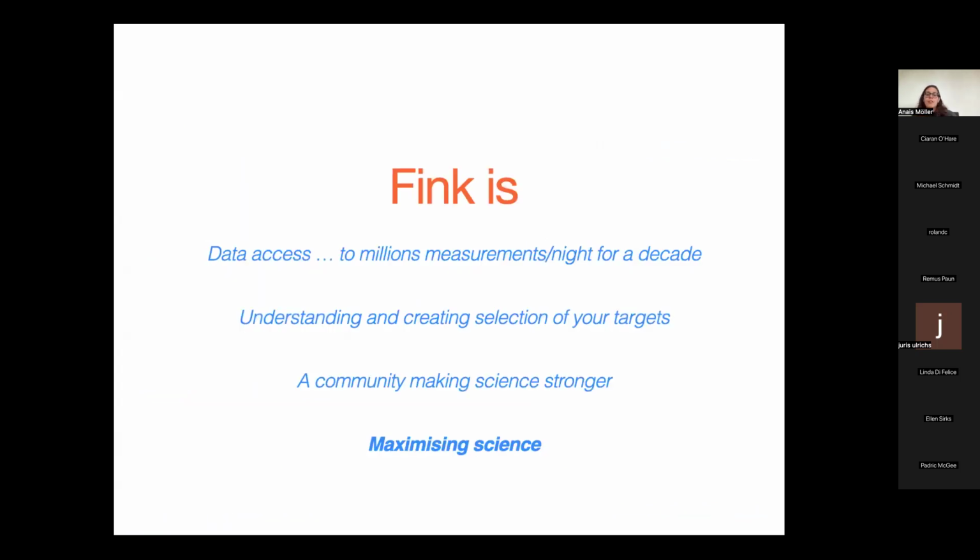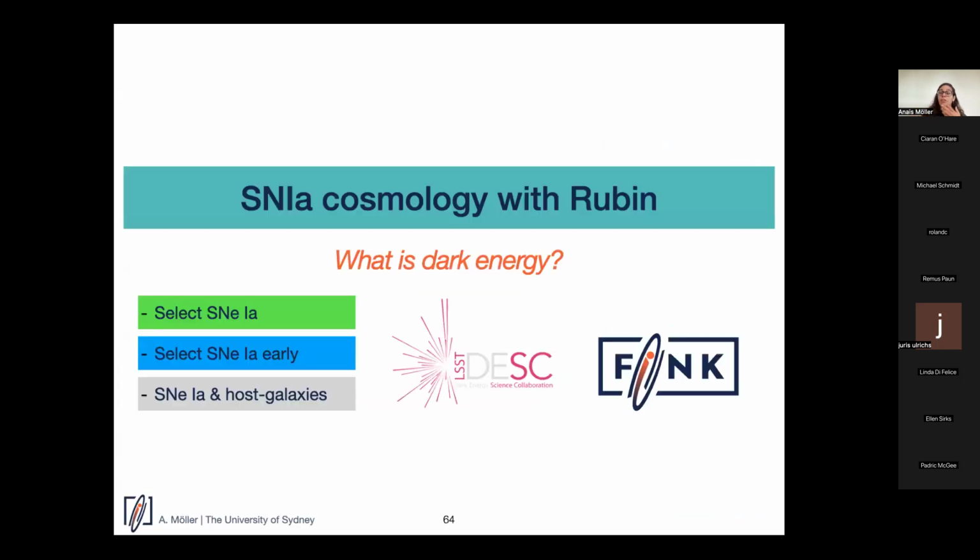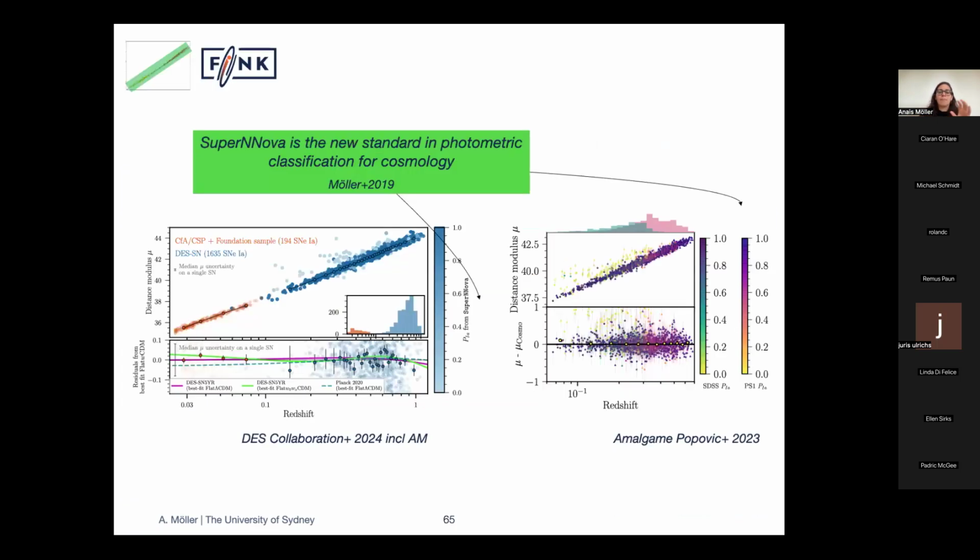So I'm going to finish my talk by talking about how we can maximize science for the topics I am most interested in, which is, for example, type Ia supernova cosmology, basically constraining what dark energy is. This is work that I'm doing with the Dark Energy Science Collaboration and Fink. The first thing to know is that machine learning classification for supernova is becoming a standard. On the left, I'm showing you the Dark Energy Survey Hubble diagram, but not only in Dark Energy Survey, other people have used it for SDSS and Pan-STARRS data.